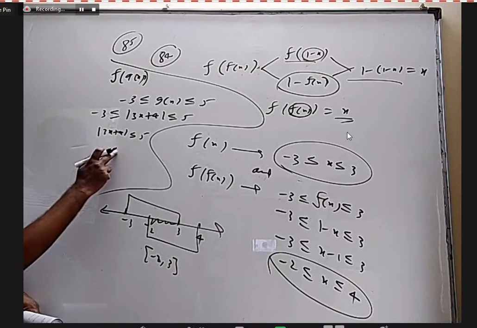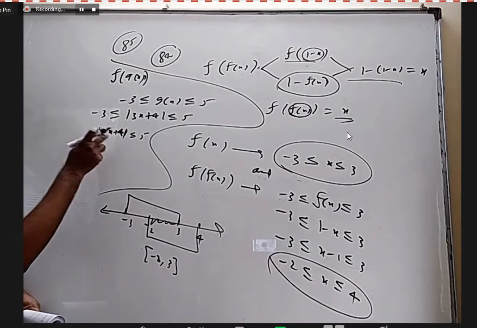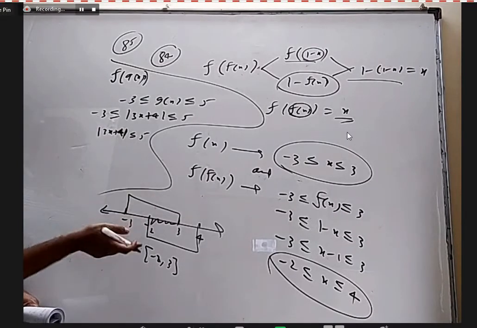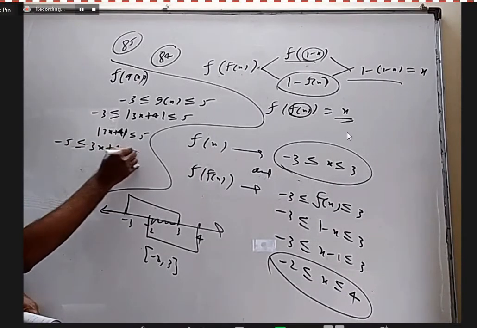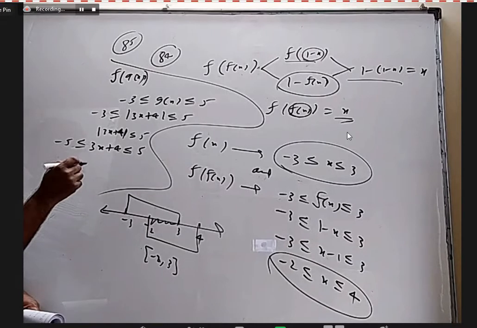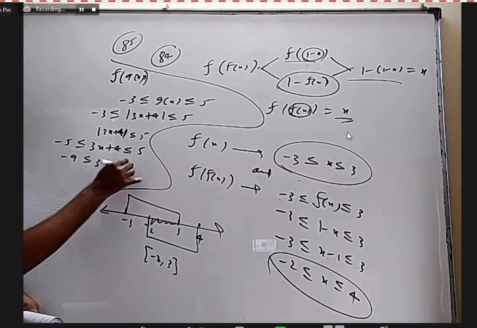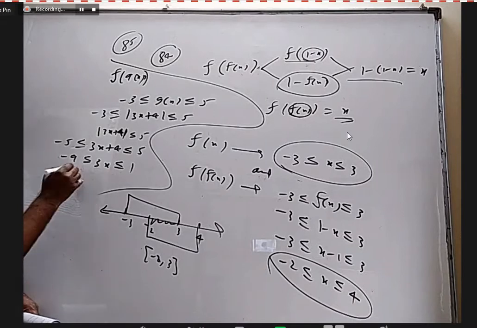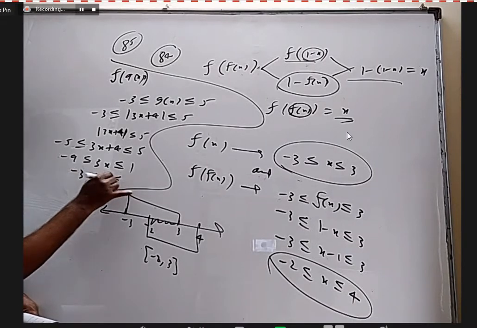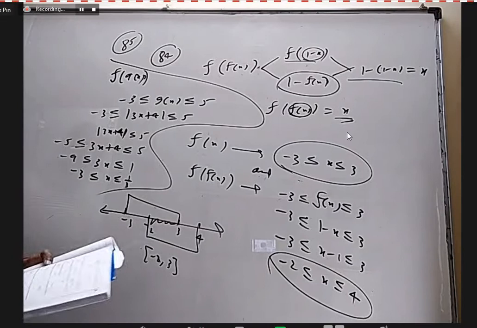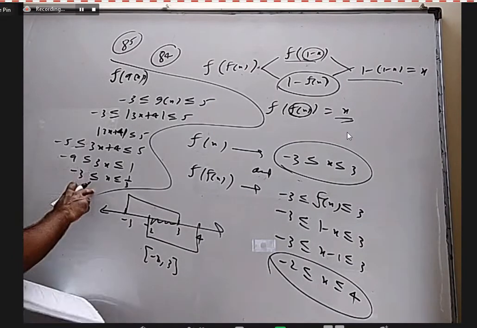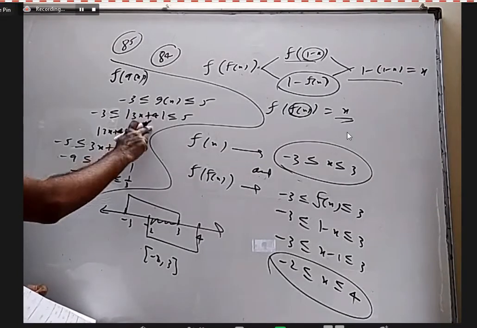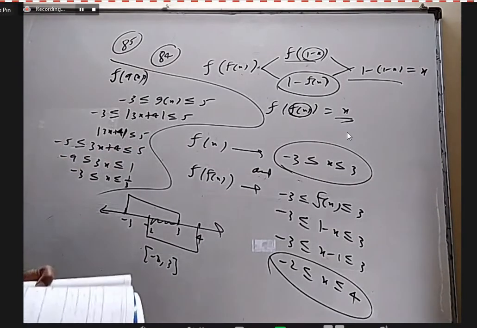We studied about modulus inequalities. Mod x less than or equal to k means x should be between minus k to k. So you can write minus 5 less than or equal to 3x plus 4 less than or equal to 5. Then when you add minus 4, we'll get minus 9 less than or equal to 3x less than or equal to 1. When you divide with 3, minus 3 less than or equal to x less than or equal to 1 by 3. So closed interval minus 3 to 1 by 3. During that time, the mod 3x plus 4 will be less than 5. Then it can be kept in f.